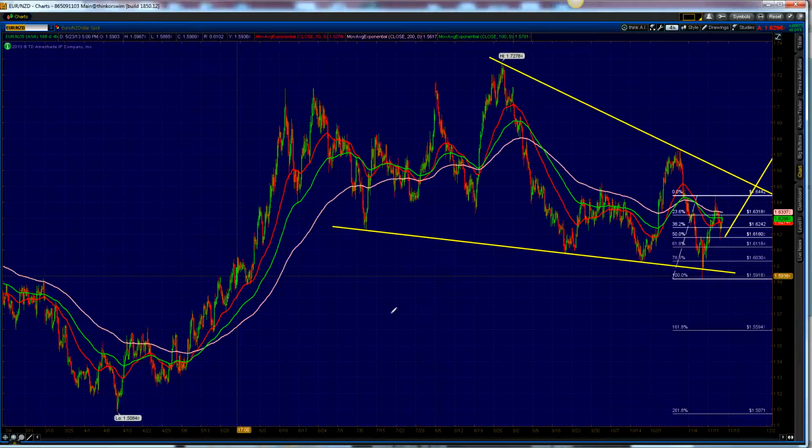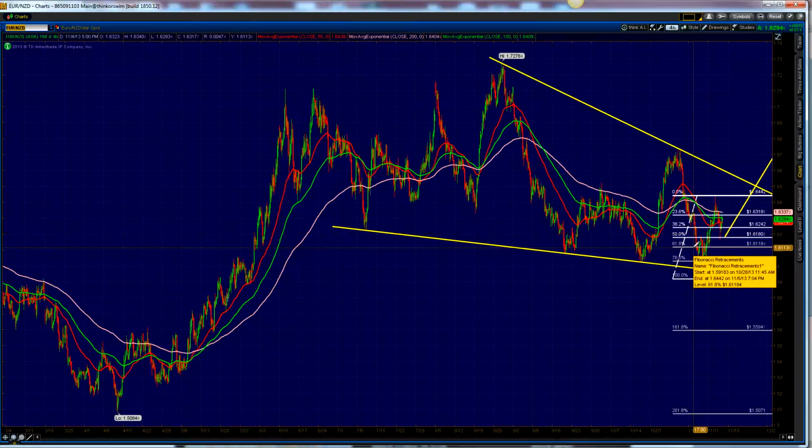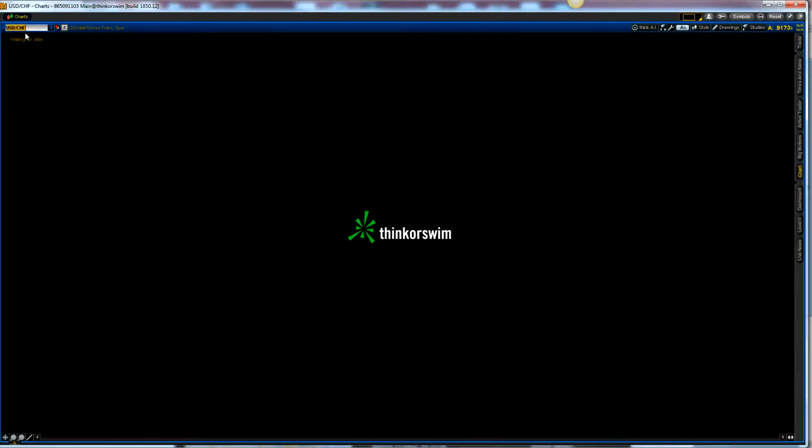Euro Kiwi held a 50% fib. I do expect this pair to continue to march higher, as I expect dollar yen, Kiwi dollar, sorry, to break down. This pair should be relatively well insulated from Yellen-ish. We'll see how that plays out exactly.